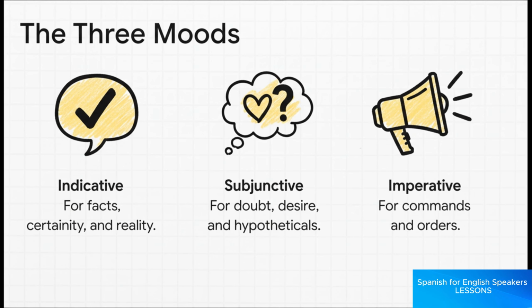First, you've got the indicative. This is for stuff you see as real, as fact. Then there's the subjunctive. This is for, well, everything else. The world of feelings, doubts, maybes, and what-ifs. And finally, the imperative. That one's easy. It's just for giving orders. See? Not so bad, right?